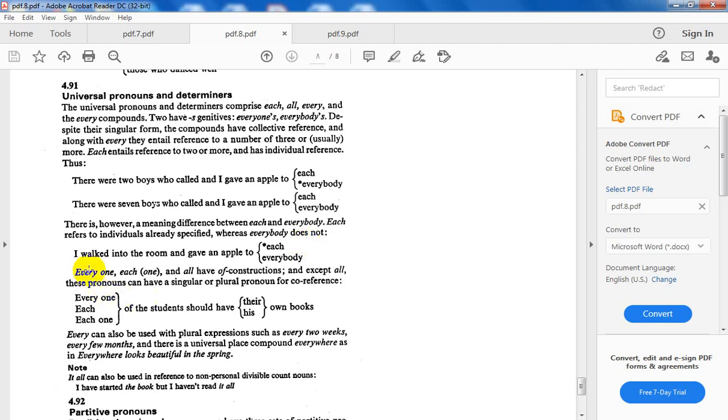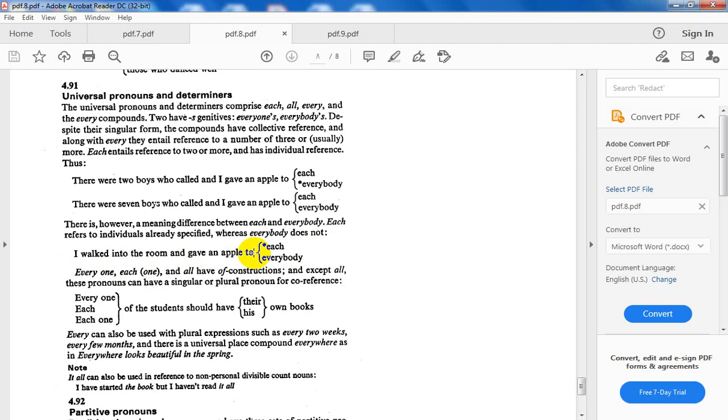So, I walked into the room and gave an apple to each. Now of course, an apple is not specified for me. That's why it is ungrammatical to use each. It is only everybody, because they are not specified.